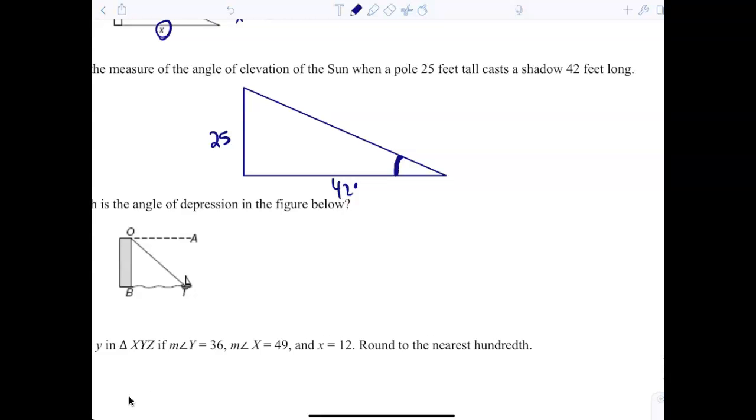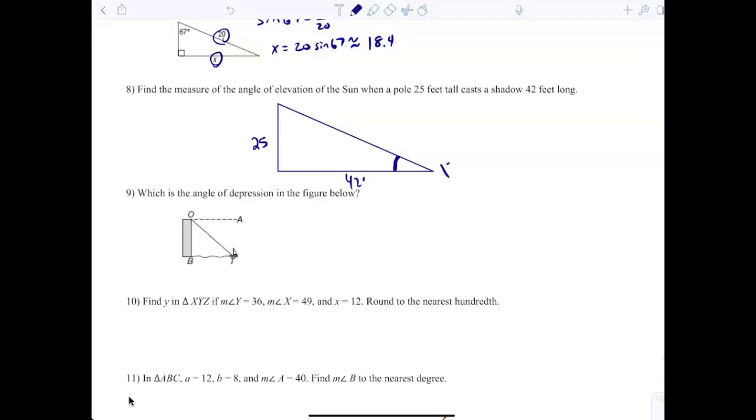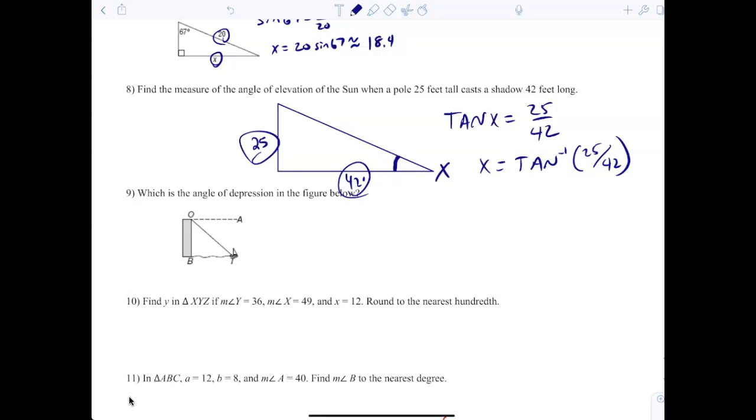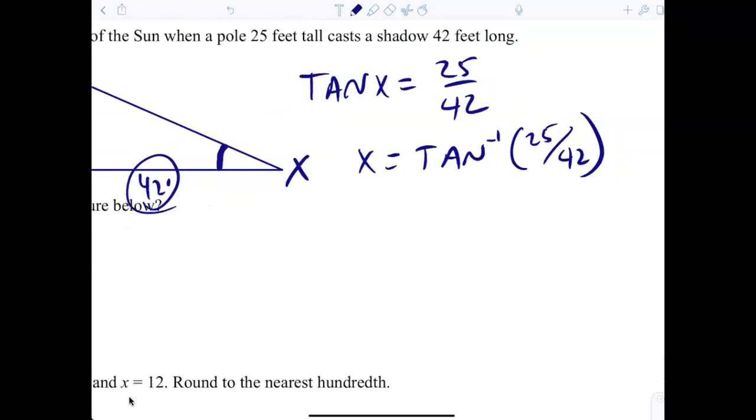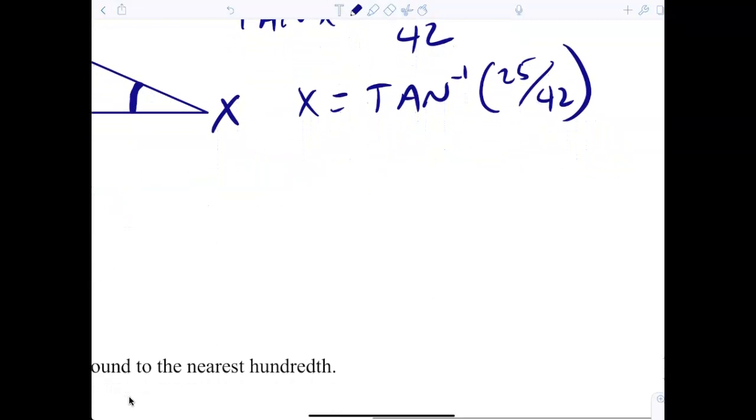Correct? So now we have an unknown. We have opposite and we have adjacent. So obviously tangent of x is equal to 25 over 42. X equals inverse tangent of 25 over 42, which is approximately how many degrees, guys? 30.8 degrees, somewhere around there. I'm assuming. Anybody else get that? Checking your answers.